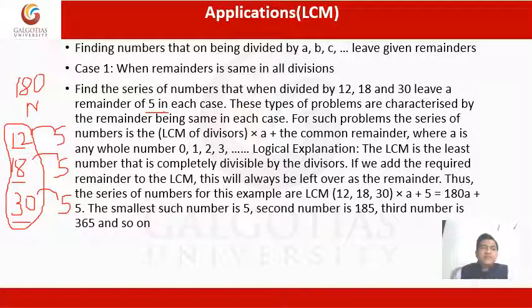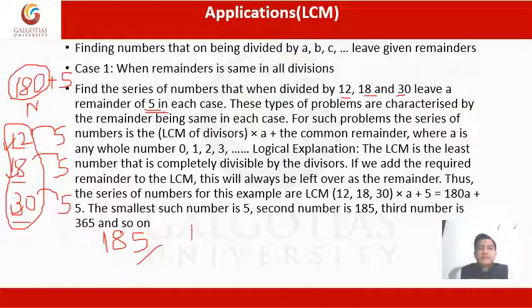Since you need 5 as a remainder, just add 5 to it. Correct? So the first number will be 185. The minimum number will be 185, which when divided by 12, 18 and 30, the remainder will be 5. Correct? Now what will be the next number? For the next number, just see here, 180 was the minimum possible number which was divided by 12, 18 and 30.